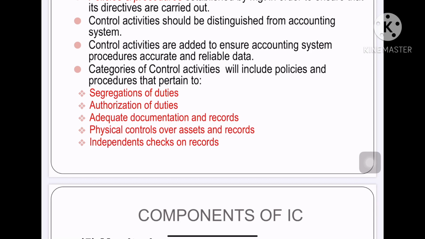Alright, and then independent checks on records. So it means that if the company, for example, has its own internal department, it shows that they have an independent check, or maybe the independent check comes from the owner, or from the supervisor and so on.